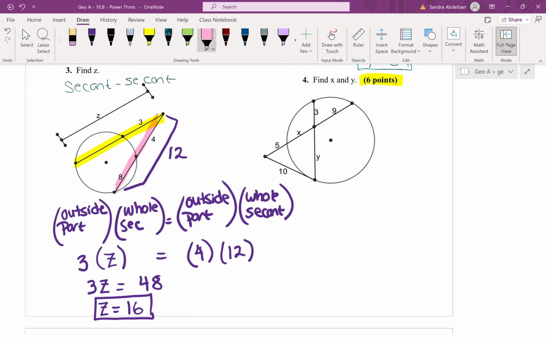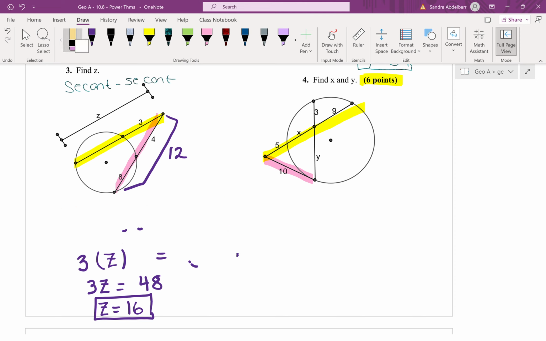So I'm going to say, let's hold off on this chord right now, and let's look at the tangent secant. So here's the tangent, and here's the secant. Luckily, when I look at the tangent secant, how many variables do I have? One. Just one. If I just have one variable, can I use the formula to solve? Yes. Absolutely. So I'm going to erase a little bit of this so I have more room.